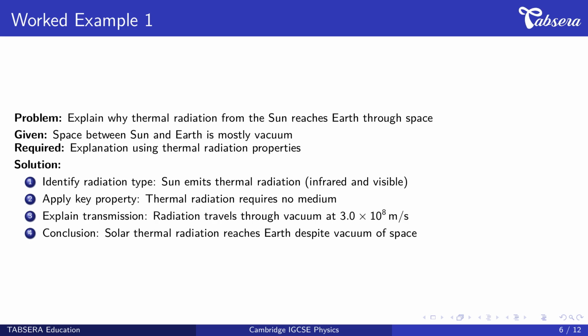Step 2. Apply the key property. Thermal radiation requires no medium for transmission, unlike conduction, which needs direct contact, or convection, which needs fluid movement. Step 3. Explain the transmission. Radiation travels through vacuum at 3.0 times 10 to the power 8 meters per second. Step 4. State the conclusion. Solar thermal radiation reaches Earth despite the vacuum of space, because electromagnetic radiation can travel through empty space.